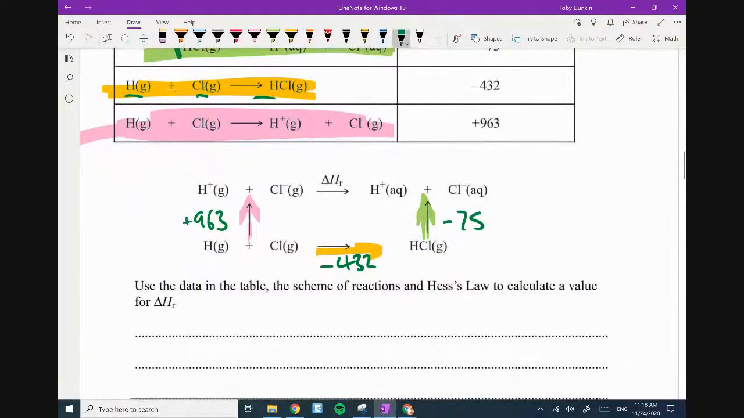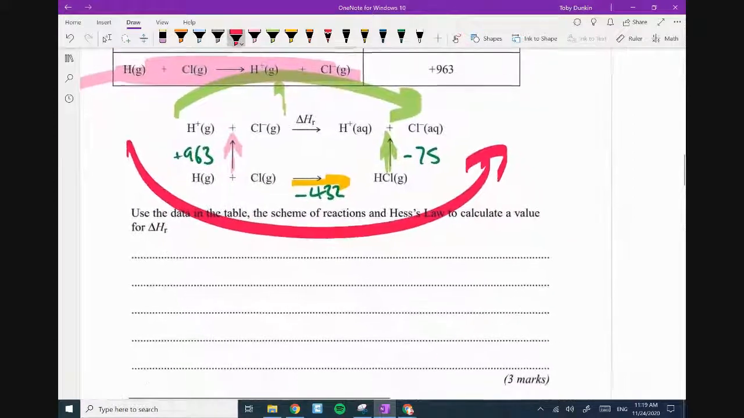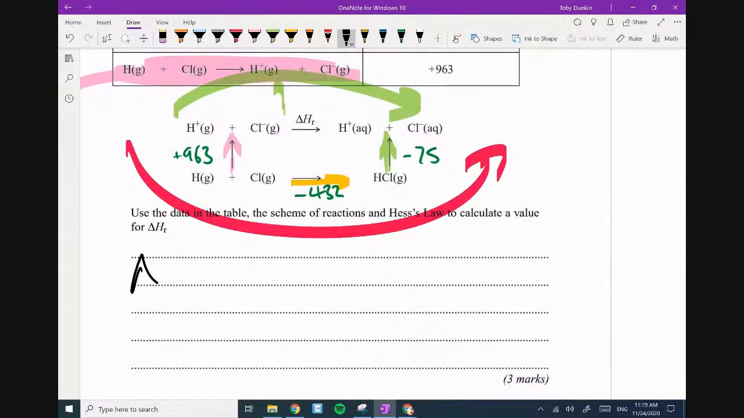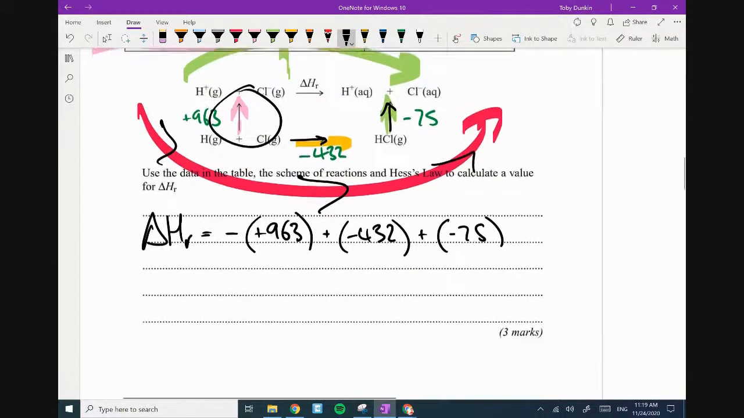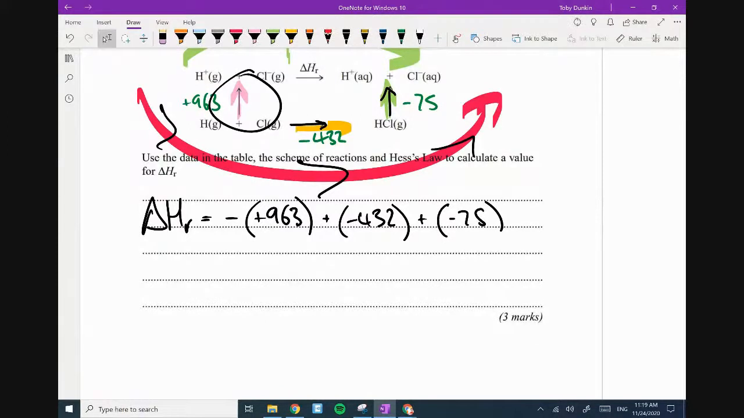Right, and what we're after is the original, which is what I'm after. And I'm now going to go this way. Right, let's create the equation. So delta HR equals, so I'm going in this direction all the way through. The pink arrow is against me. Minus brackets, plus 963, close brackets. This arrow is with me. Plus brackets, minus 432, close brackets. This arrow is with me. Plus brackets, minus 75.